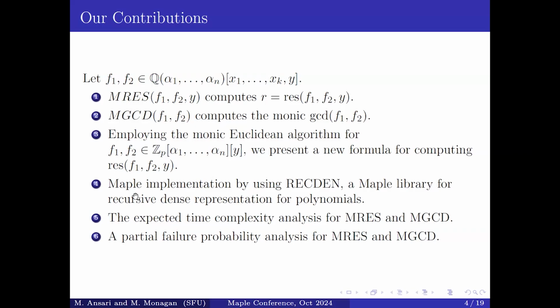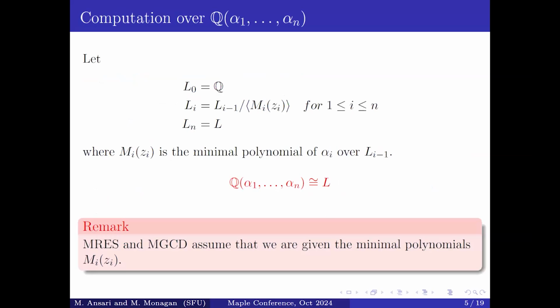We implemented our algorithms using Maple, particularly by using RecDen, which is a Maple library for recursive dense representation for polynomials. We also computed the expected time complexity analysis for both of our algorithms and a partial failure probability analysis for both of them. But before diving into the algorithms, we need to know how to compute over Q adjoint alpha 1 to alpha n.